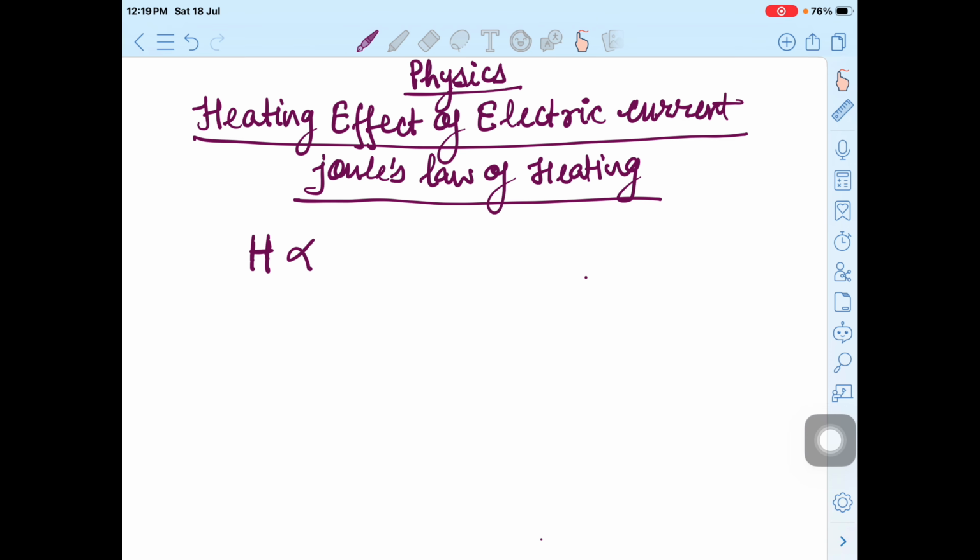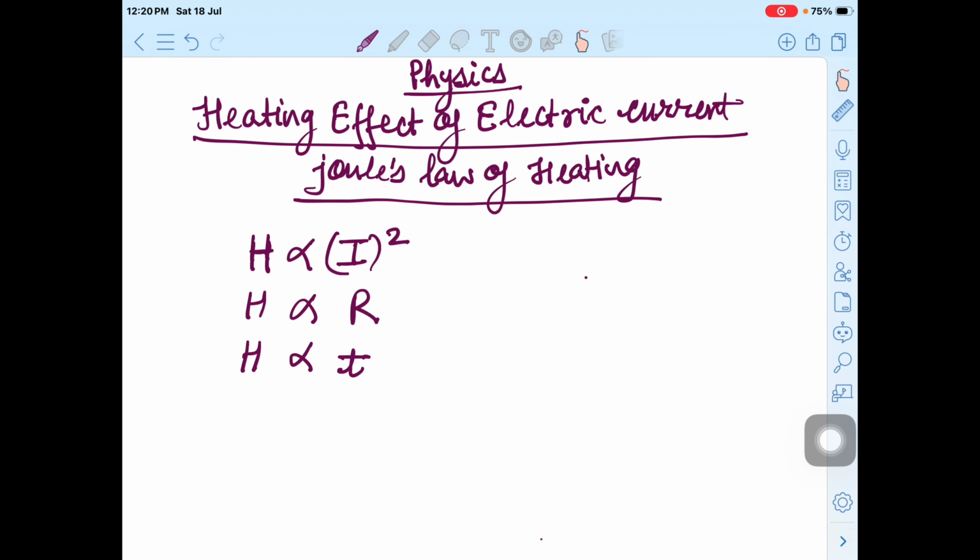It is directly proportional to the square of the current. He also stated that the heat generated will be directly proportional to the resistance of that conductor, which we have denoted by capital R, and it will also depend on the time for which the current is flowing inside the conductor.